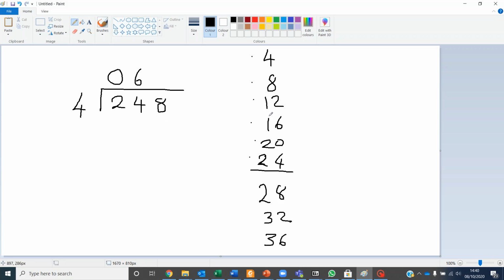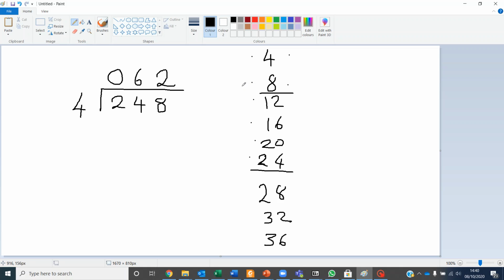Last up we have our 8. Count out what multiple of 4 is it? How many times are you multiplying 4 to get to 8? You are going 1, 2. 4 times 2 equals 8. 8 divided by 4 equals 2. And you have your answer, 62.